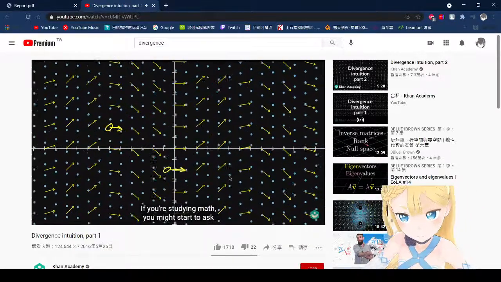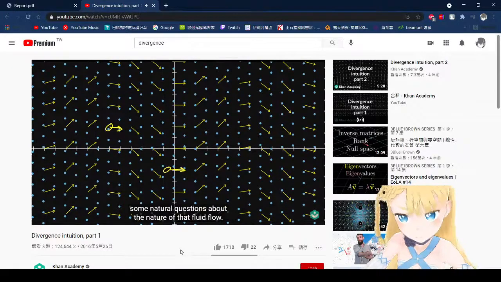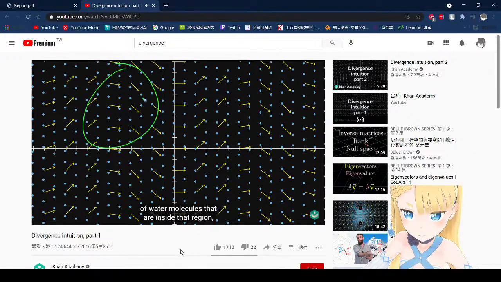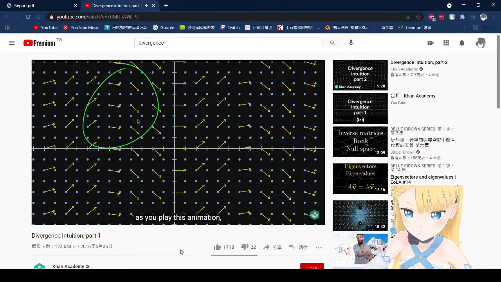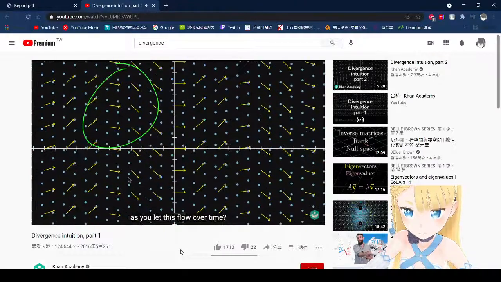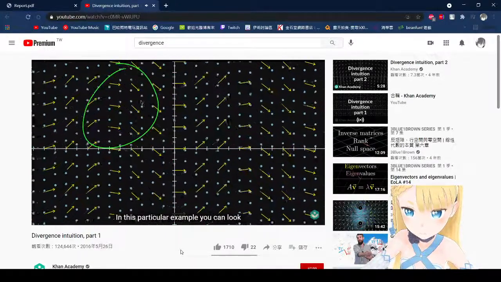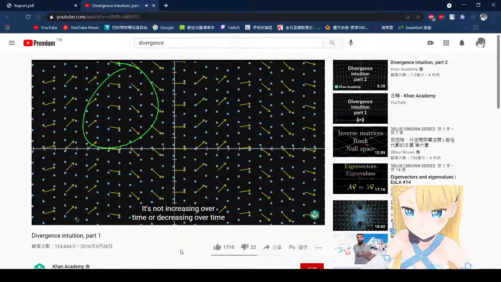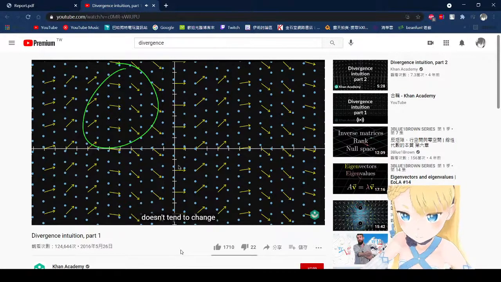And if you're studying math, you might start to ask some natural questions about the nature of that fluid flow. Like, for example, you might wonder if you were to look in a certain region and count the number of water molecules that are inside that region, does that count change as you play this animation, as you let this flow over time? And in this particular example, you can look and it doesn't look like the count changes. It's certainly not by much. It's not increasing over time or decreasing over time. And in a little bit, if I gave you the function that determines this vector field, you will be able to tell me why it's the case that the number of molecules in that region doesn't tend to change.